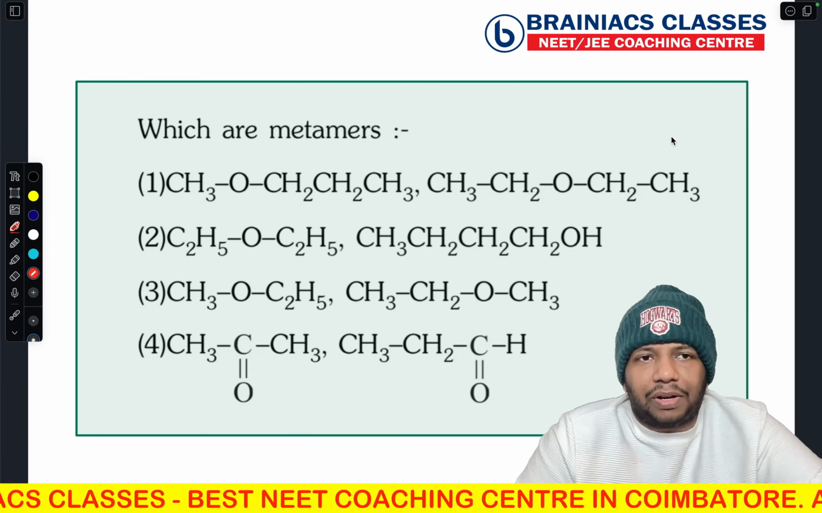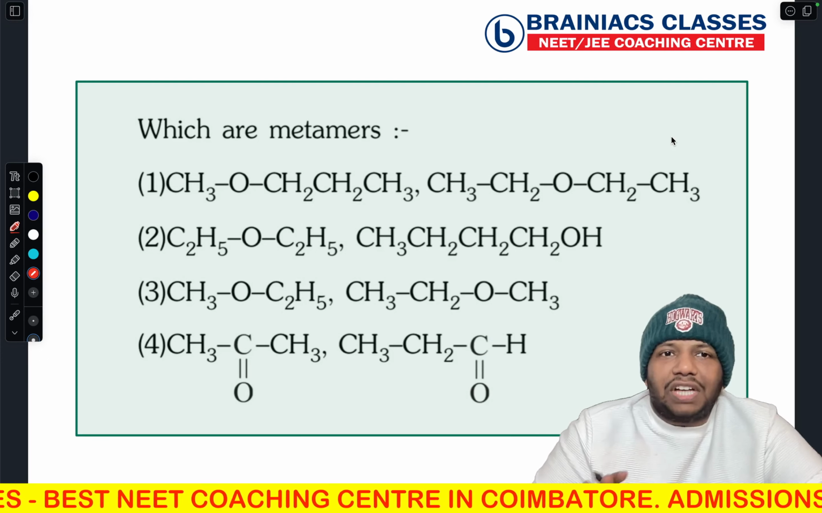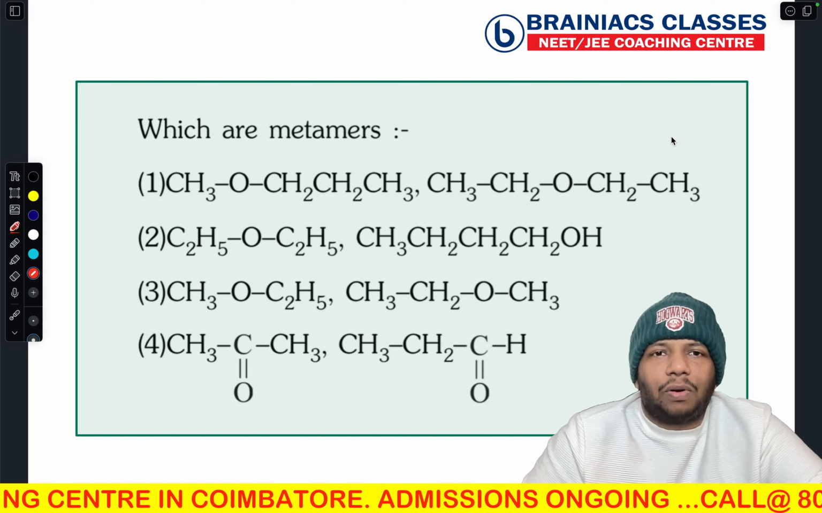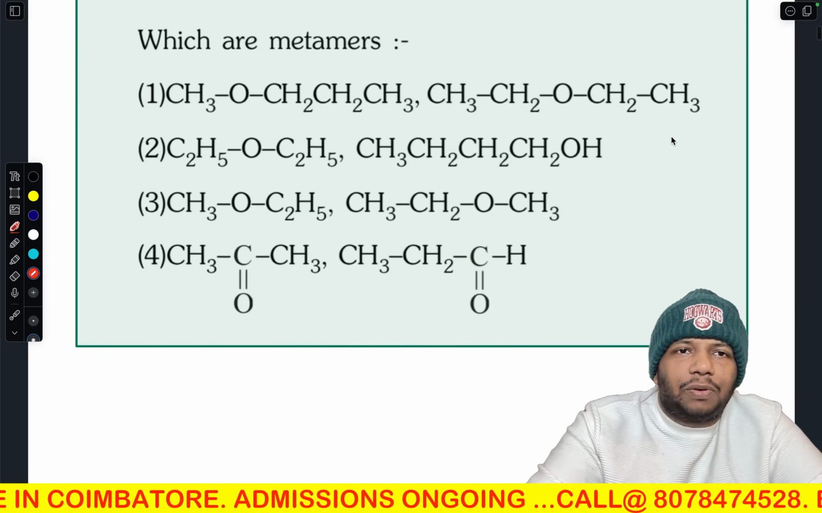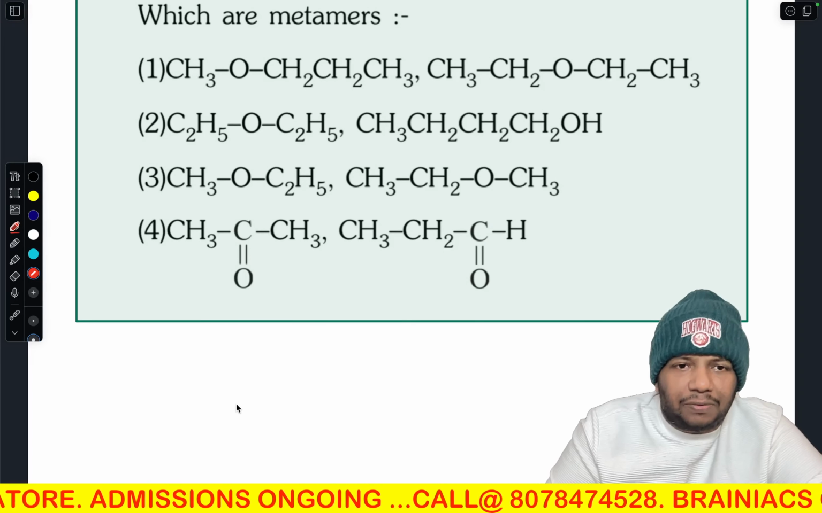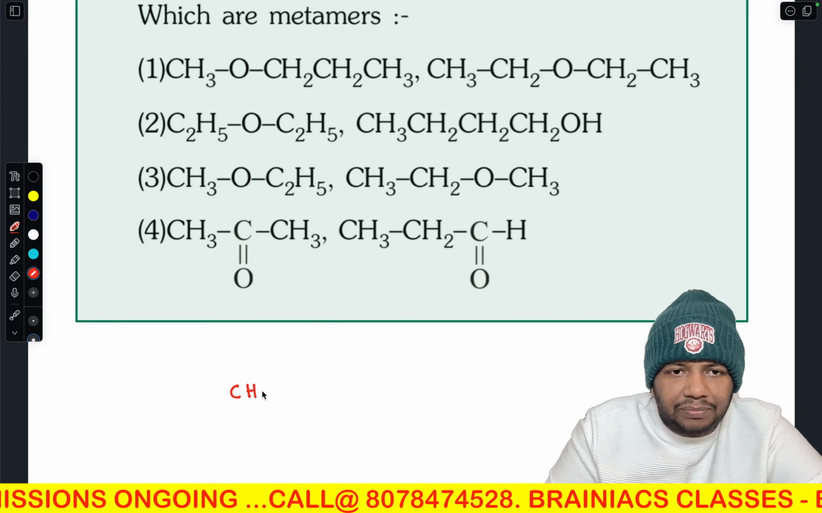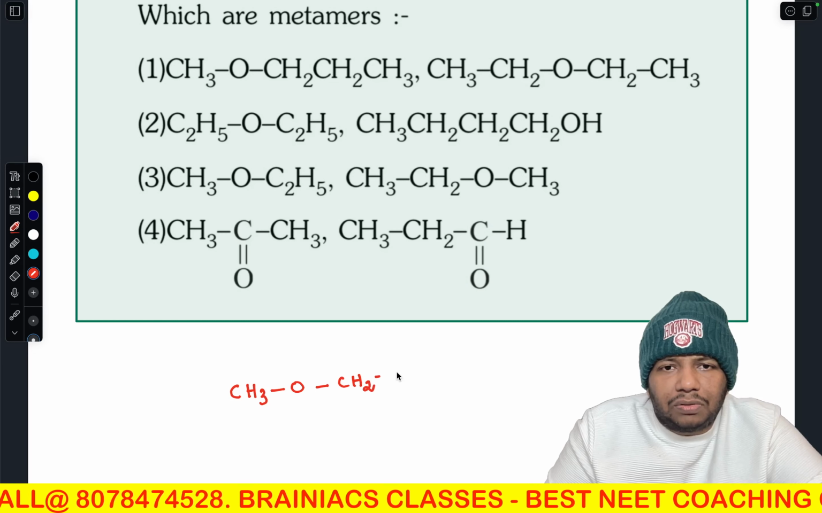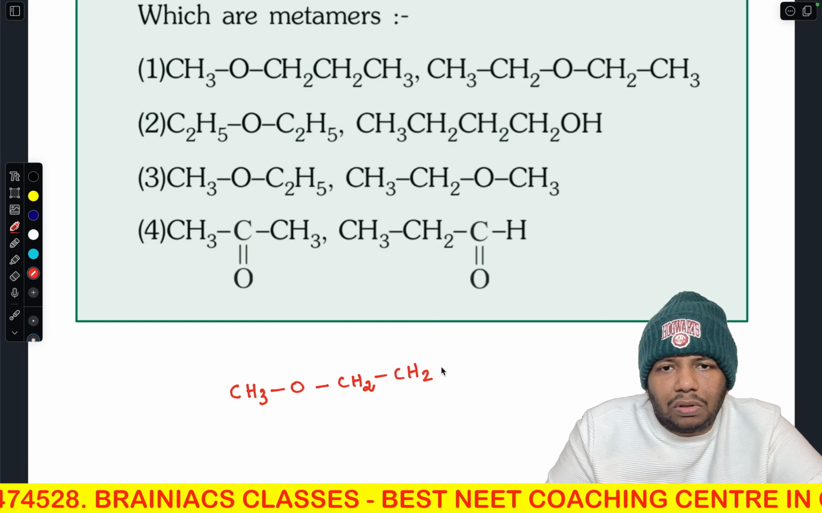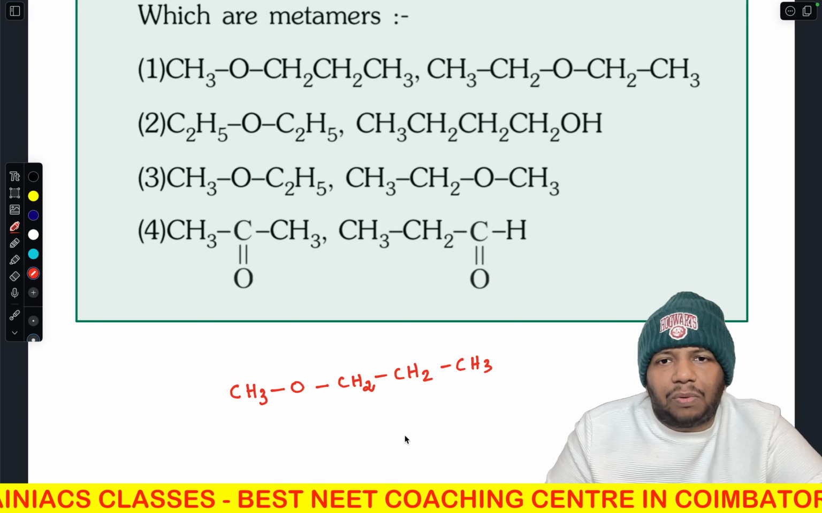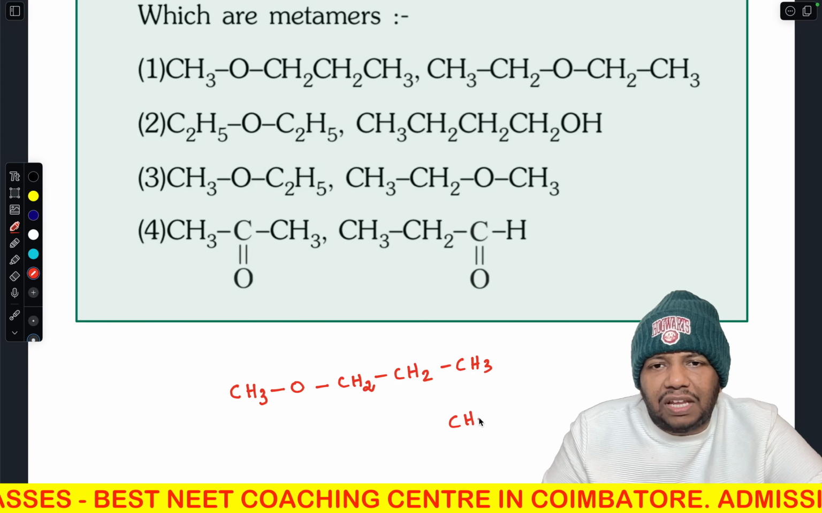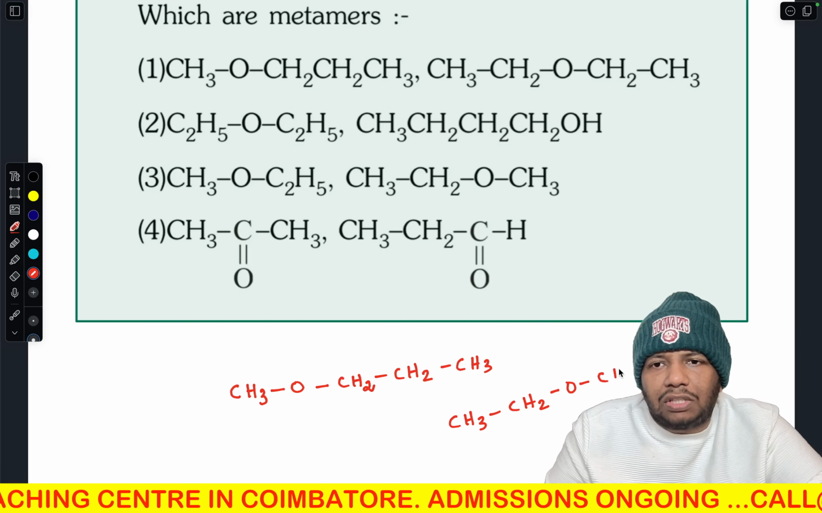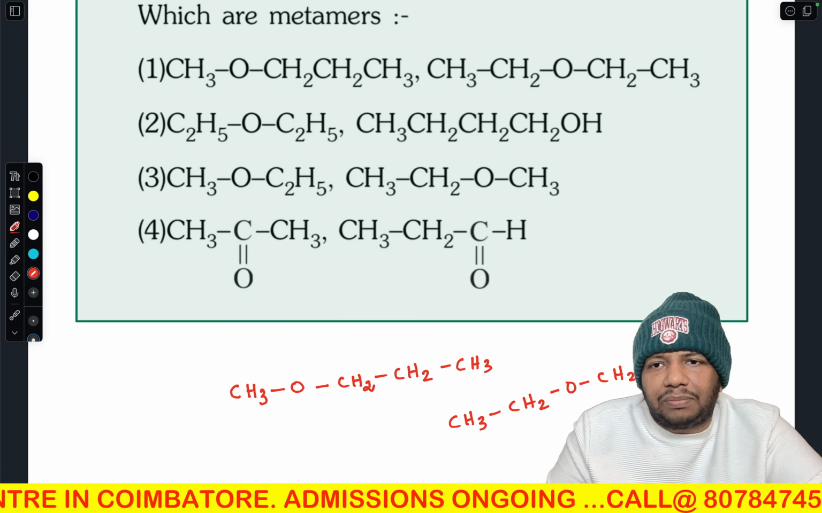Next one is also very important. The question asked here is, which are metamers? They have given you 4 options and they are asking which of the following are metamers. If you take the first option itself, you can see CH3, CH2, and CH3. This is one part. The other one is CH3, CH2, O, CH2, CH3.